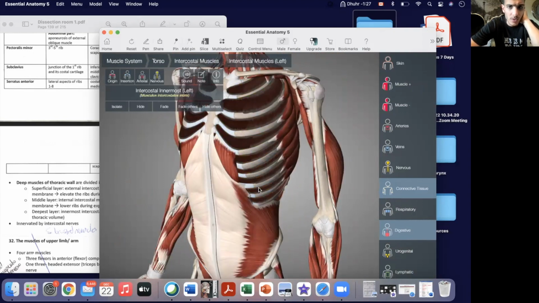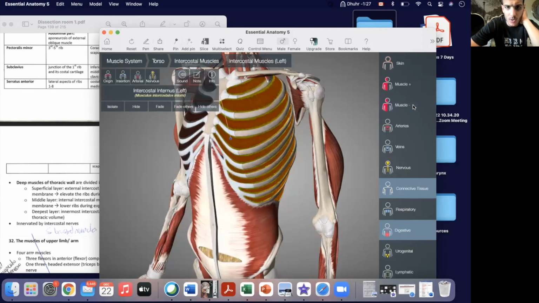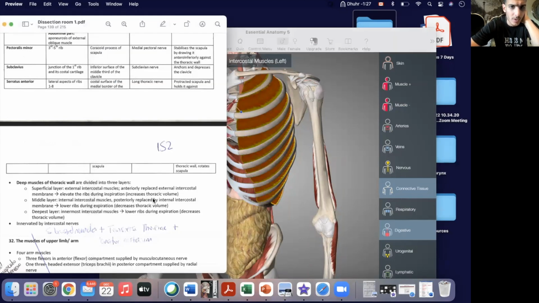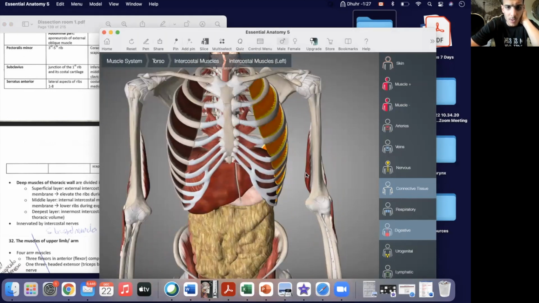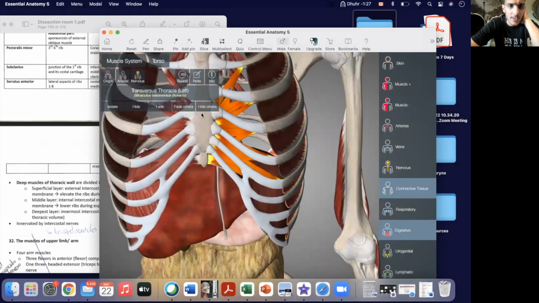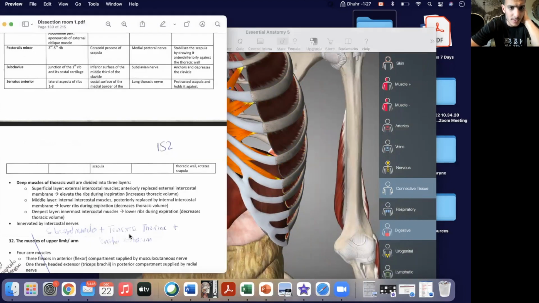So the superficial layer, this is the externus. The middle is the internus. And then when we subtract those two out, we find the innermost. So these are the deep ones. And finally, the ones that I wanted to discuss, let's see, this one right here, that's the transversus thoracis, transverse thoracis.